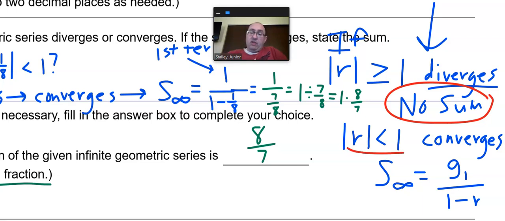But if the absolute value of r is less than 1, then it converges. Converges means it gets closer to a single number. It's not going to exactly equal that number, but we say that it gets closer and closer and closer to that number. And that has everything to do with what we call limits, which is something you'll talk about in pre-calc, not in Algebra 2. The sum of the infinite number of terms is first term over 1 minus r.